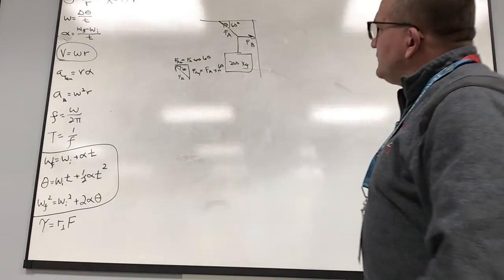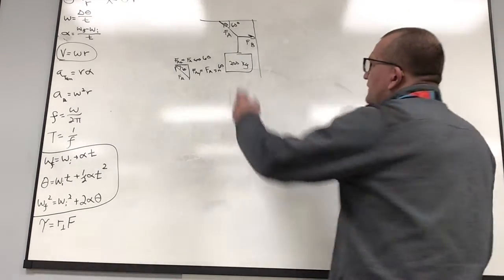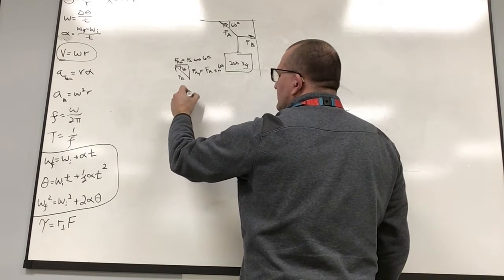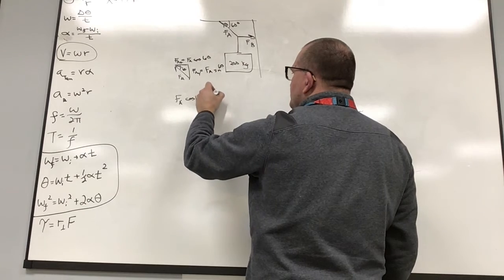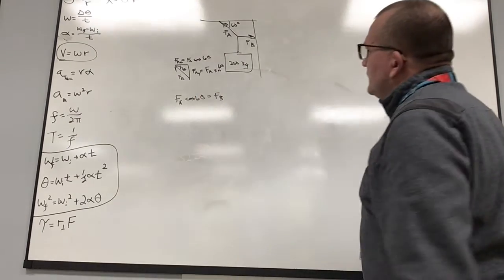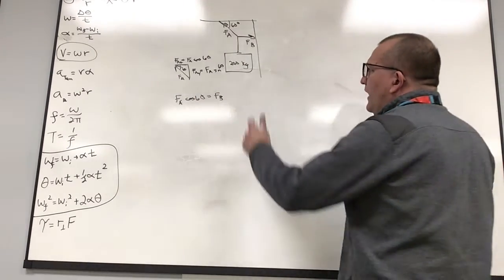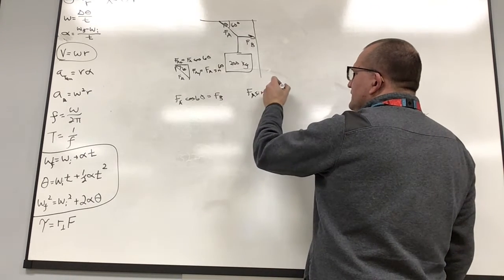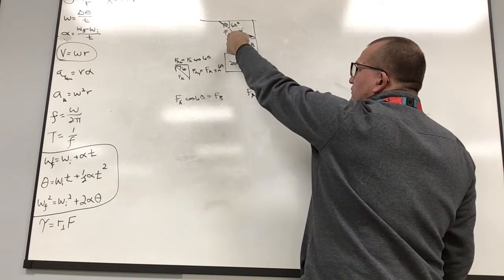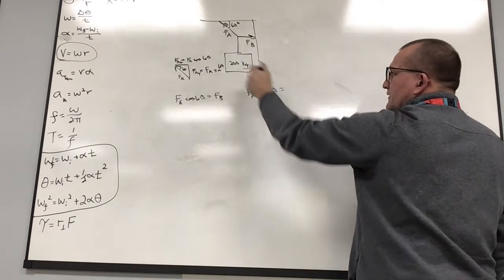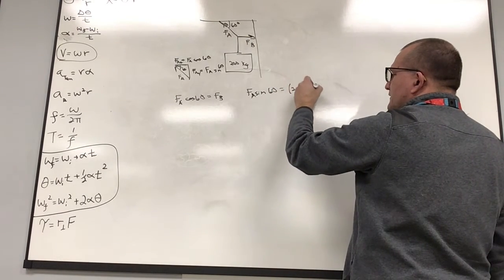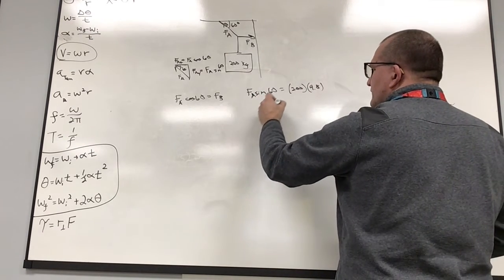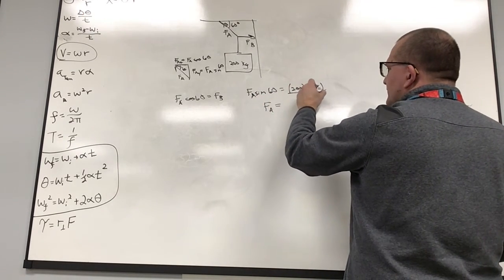So I have my x's and y's. On the x, FA cosine of 60 is going to be equal to FB. And on the y, FA sine of 60 is going to be equal to the total weight this supports, which is 200 times 9.8, mass times g. To find FA, I divide by sine of 60.